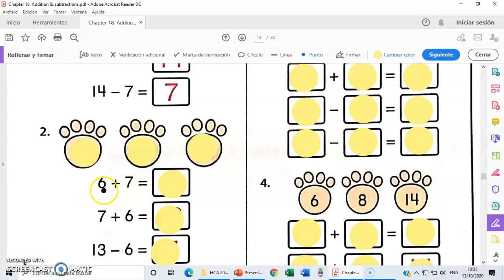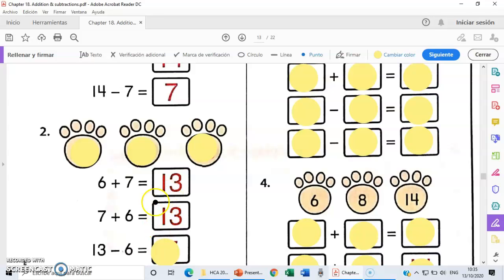So another way of doing it is that you have it here. And we start saying 6 plus 7. How much is 6 plus 7? You can start counting. 6 plus 6 is 12, plus 1 is 13, or you can start using your fingers from 6, 7, 8, 9, 10, 11, 12, 13. Good job. So it's the same. 7 plus 6, just change the other, and because it's an addition, your answer will be the same, 13.